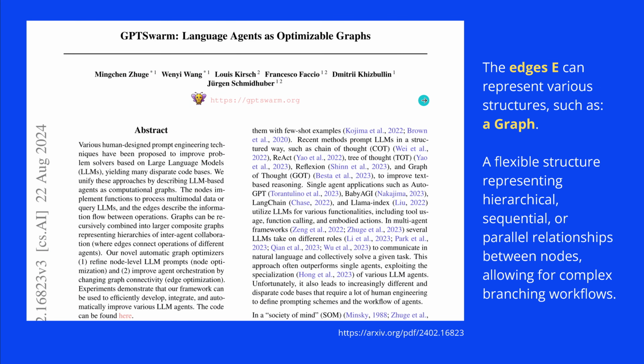Now, I want to give you here the reference literature, in my view, that I like, that I would recommend to you. If you want to learn here about edges can represent various structures, such as a graph, I would go here with August 2024, GPT Swarm, language agents as optimizable graph structures. Highly recommend these studies, and they give you here a flexible structure representing hierarchical, sequential, or parallel relations between nodes, allowing here for complex branching workflows.